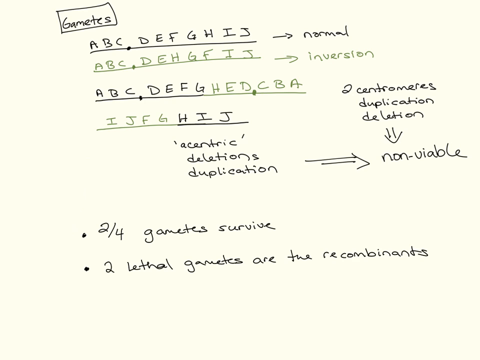So the offspring that you get from an individual who has an inversion are going to be more parental offspring and fewer recombinant offspring. So this example I showed you was with a paracentric inversion. Let's go on and look at what happens with a pericentric inversion.